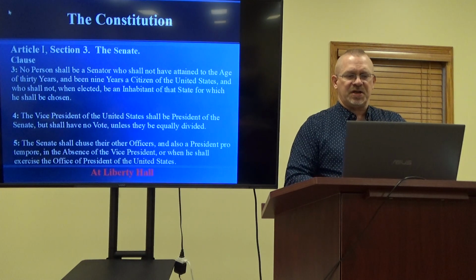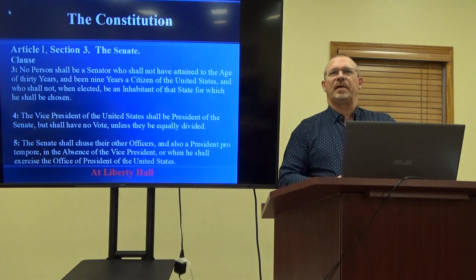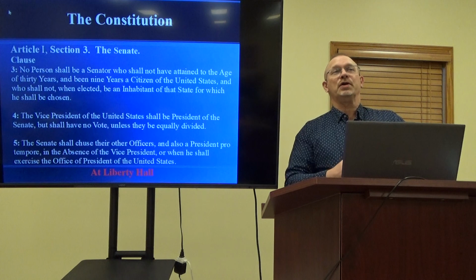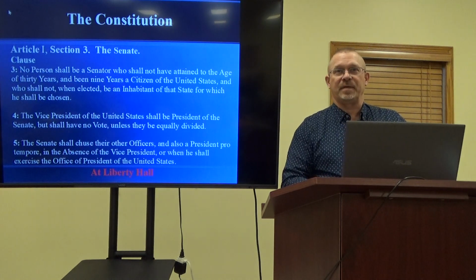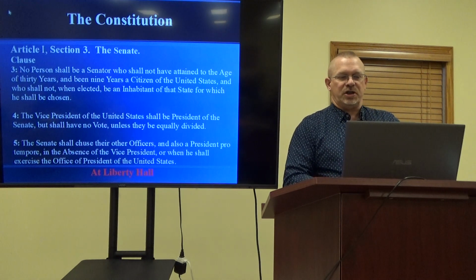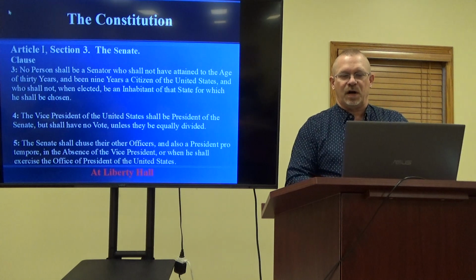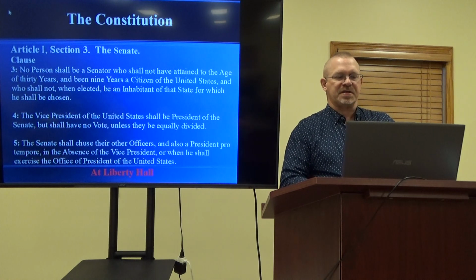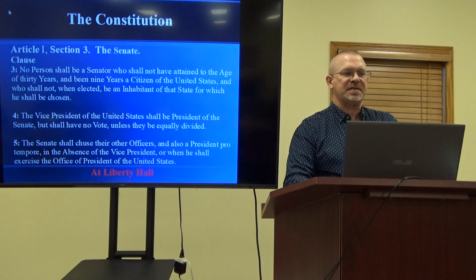Clause 5, the Senate shall choose their, I love how they spell choose, C-H-U-S-E. Get used to the Old English, because it's in your founding documents. The Senate shall choose their other officers and also a president pro tempore in the absence of the vice president, or when he shall exercise the office of President of the United States.